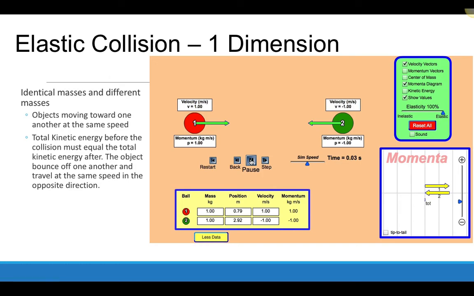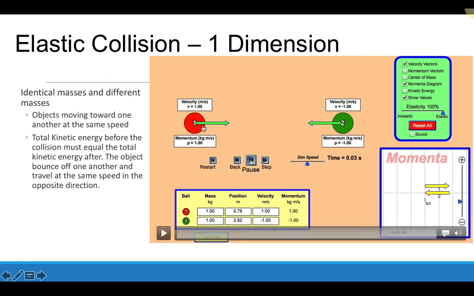All right, here we have 2 objects that have the same mass. So over here they have the same mass, and they both have the same initial speed. Ball 1 is traveling to the right at 1 meter per second. Ball 2 is traveling to the left at 1 meter per second. So they both have momentum. If I look at their momentum values, they're exactly equal and opposite. So this one is 1 and this one is negative 1. Let's see what happens afterwards.